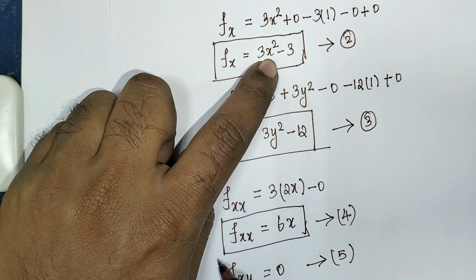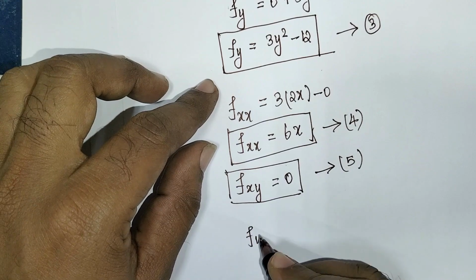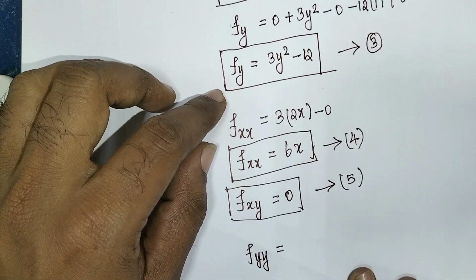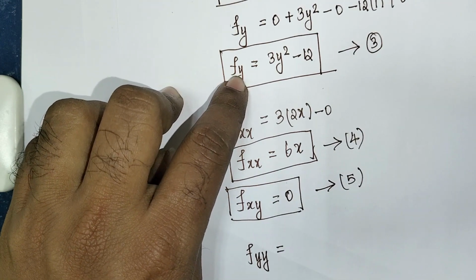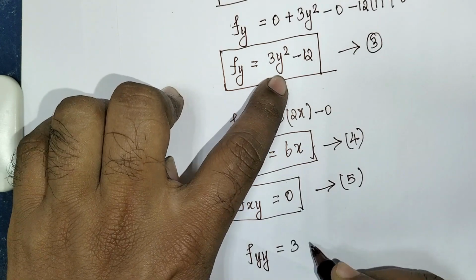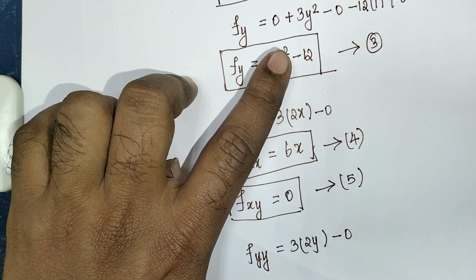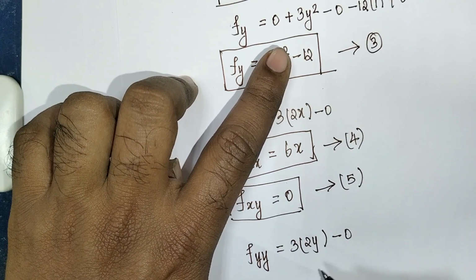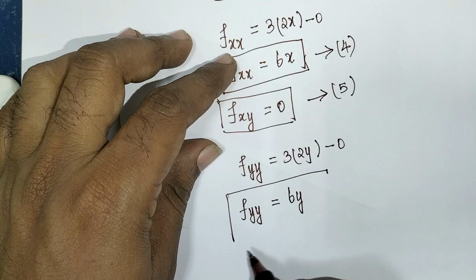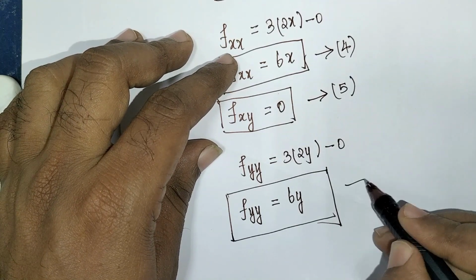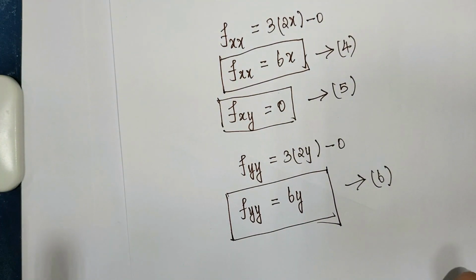Then I am going to find f double y. How to find f double y? Already we know equation 3, fy. This fy term you can partially differentiate again with respect to y. I'll get 3 into 2y, and the constant minus 12 gives 0. Simplifying, f double y is equal to 6y. So this is equation number 6. So initially we identified the first derivatives and second derivatives.